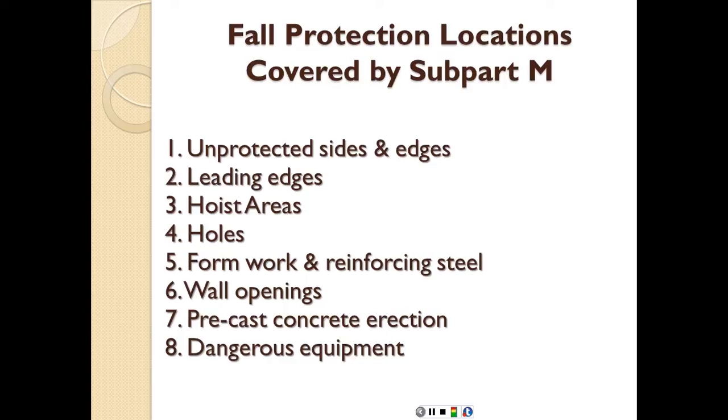The fall protection locations covered by Subpart M, which is what we're discussing right now, are unprotected sides and edges, open edges, leading edges, hoist areas, holes in floors if you're going to have a hole for a stairway or an elevator shaft or a pipe bank or something like that. Formwork and reinforcing steel, wall openings if you have a window or a door, precast concrete erection, and dangerous equipment, something like a man lift or a scissor lift where an employee stands on an elevated platform to make some, usually electrical work or utility work.